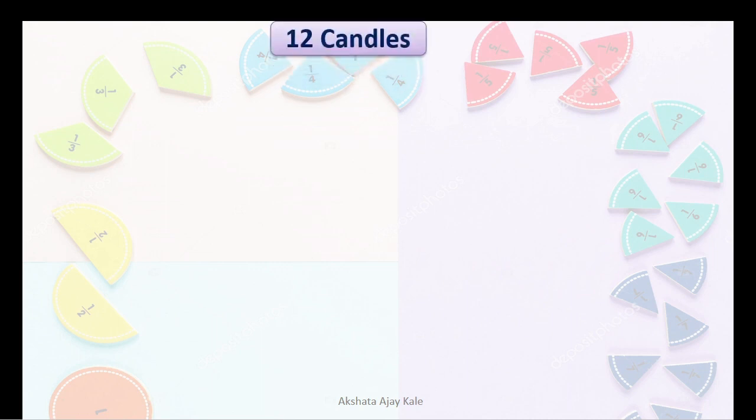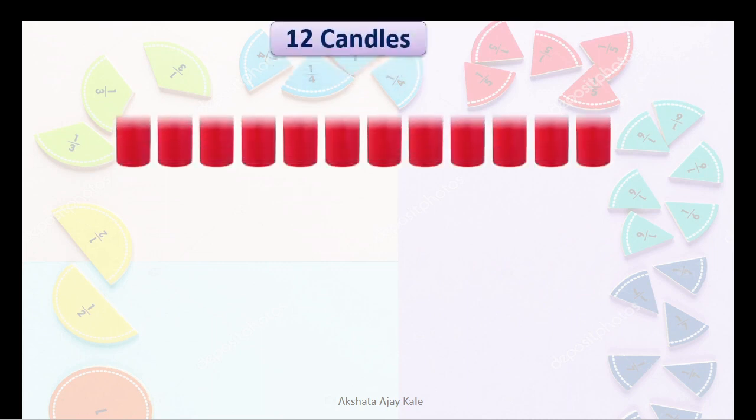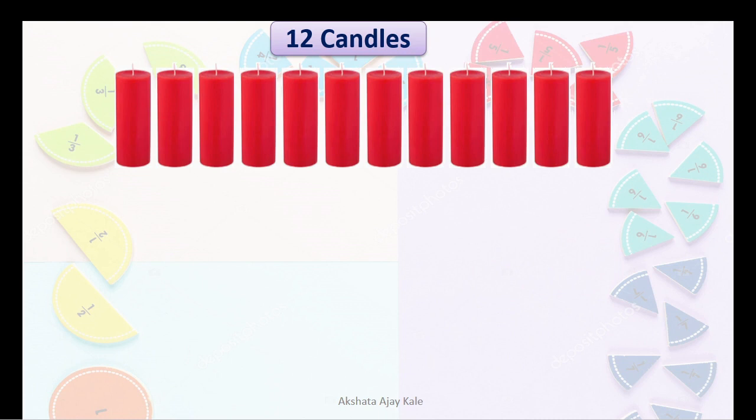Again take 12 candles. Now see this. And we will now make sets of 4 candles. Come on dear children, can we make sets of 4 candles here? Yes. Then tell me how many sets you will get of 4 each.